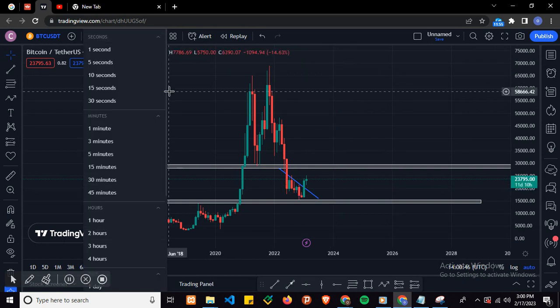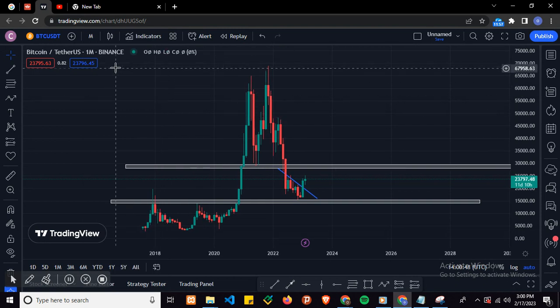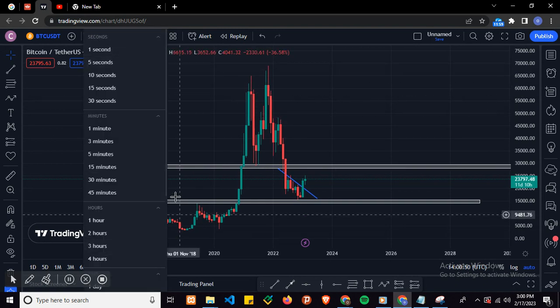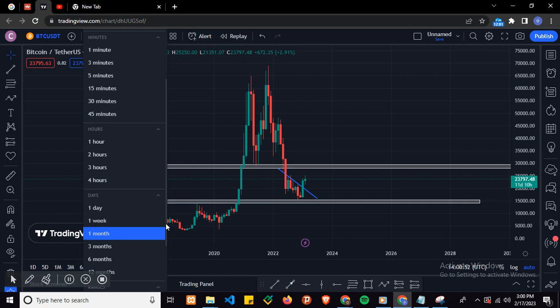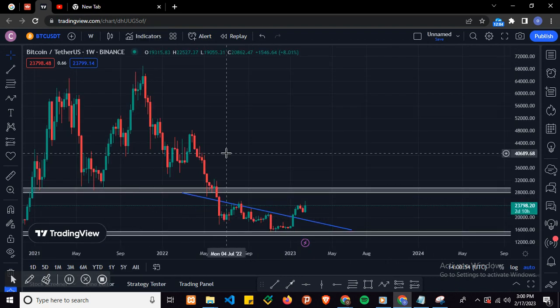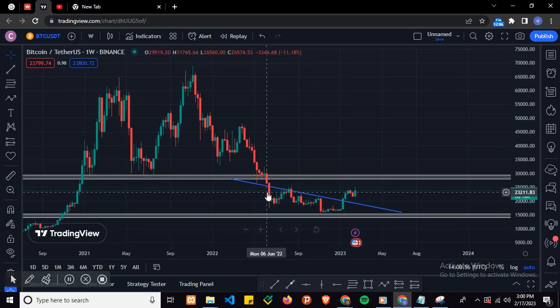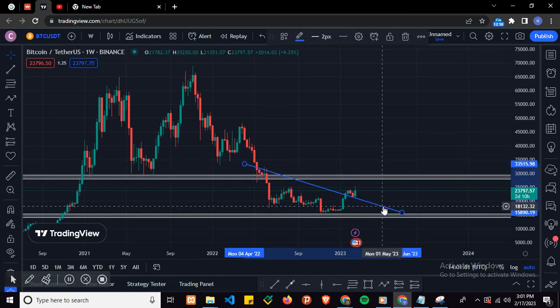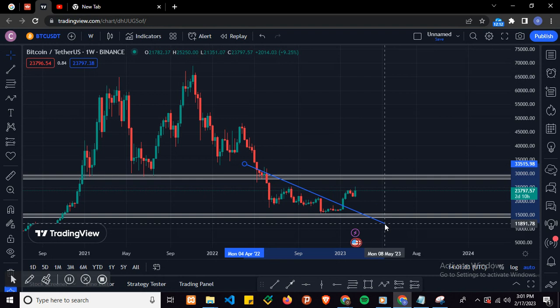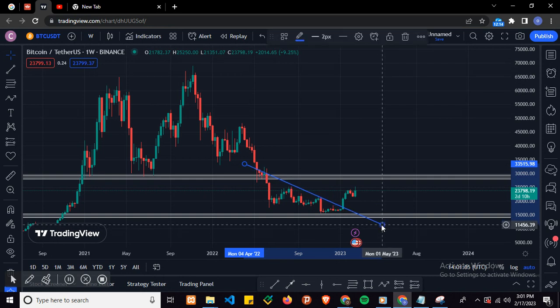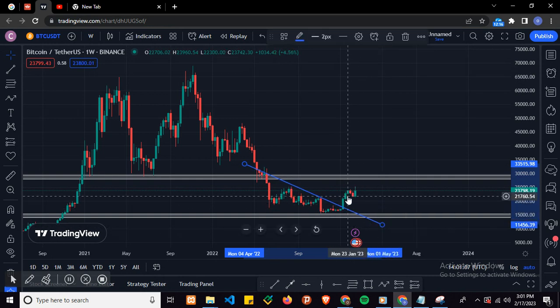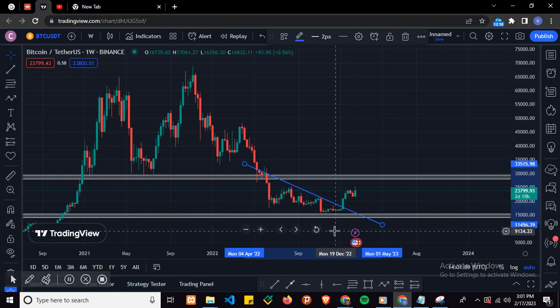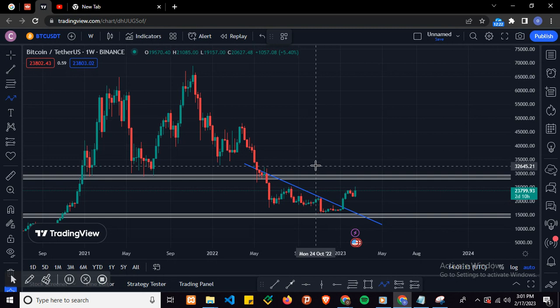Now let's continue with 1 week. See what's happening. I want to see. Okay, this one. Though this is not a clear retest. But see this thing like this. See, we have an uptrend. This is how an uptrend looks like.